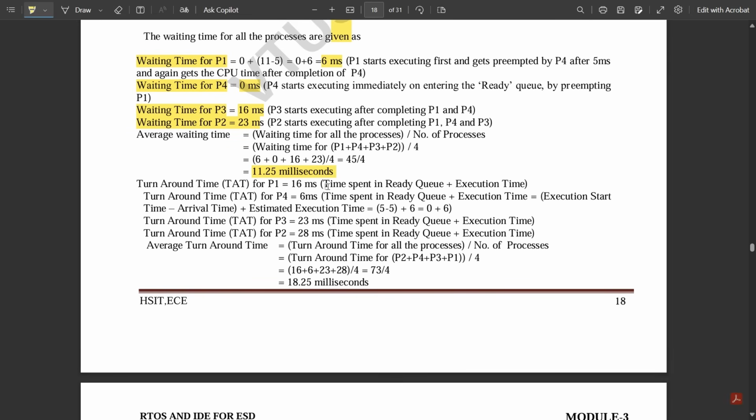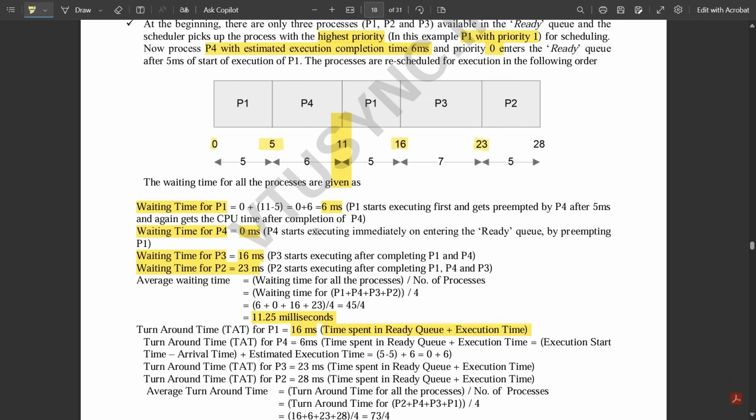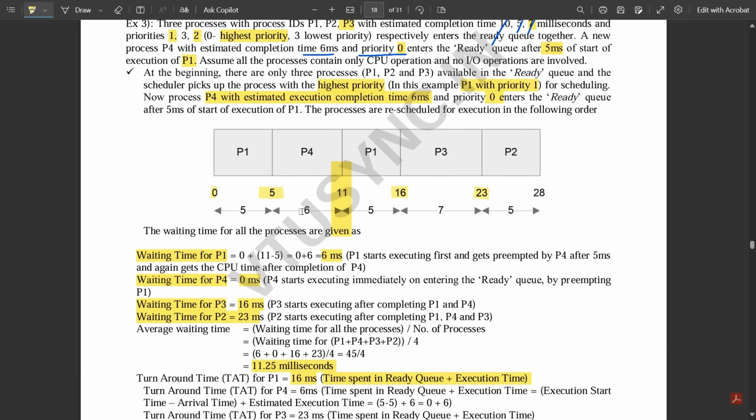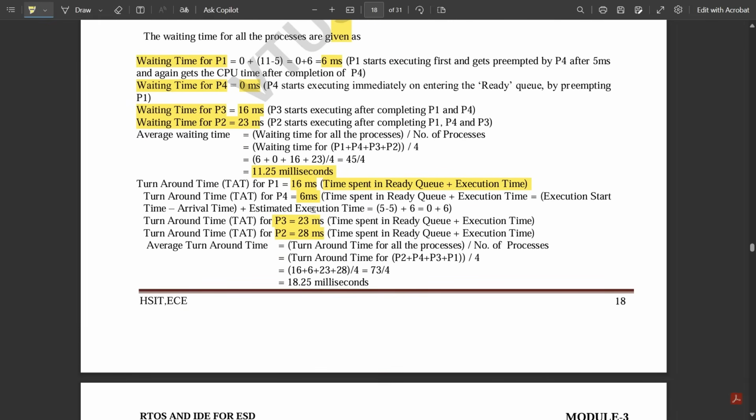Turnaround time, again the formula remains the same: time spent in the ready queue plus execution time. So for P1 it is 16 milliseconds. In the ready queue it has spent 6 milliseconds, and the execution time for P1 is 10 milliseconds. So 10 plus 6 is 16 milliseconds. Similarly for P4 it is 6, for P3 it is 23, and for P2 it is 28. Now take the average: 16 plus 6 plus 23 plus 28 divided by 4. Our answer would be 18.25 milliseconds.